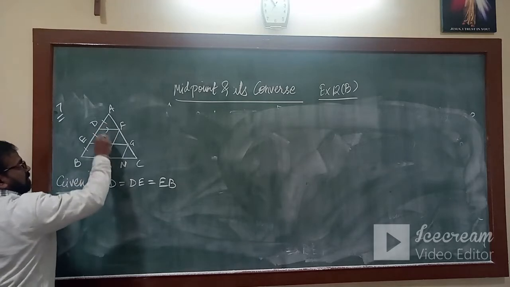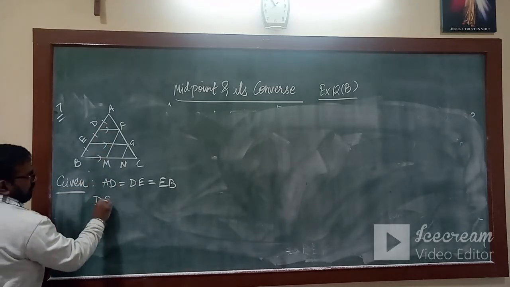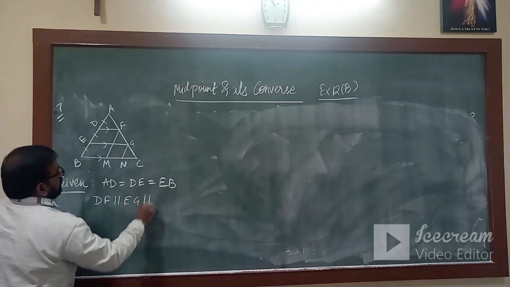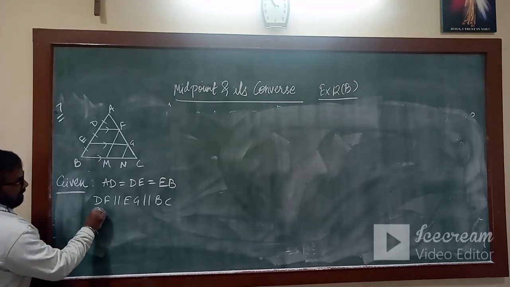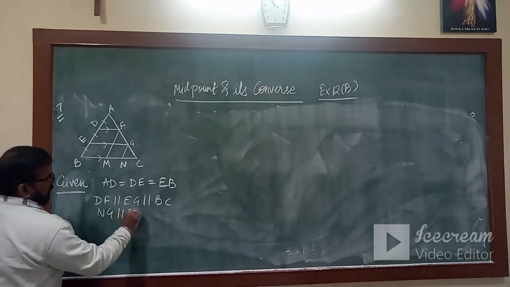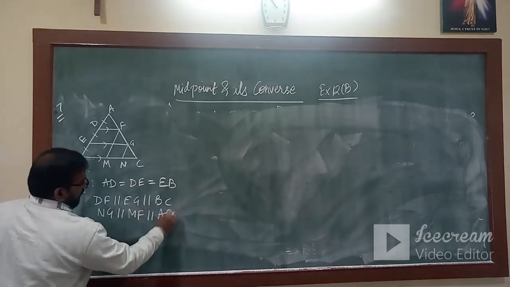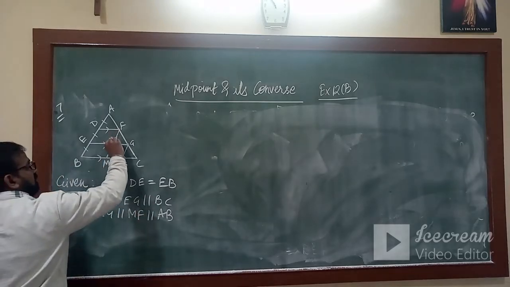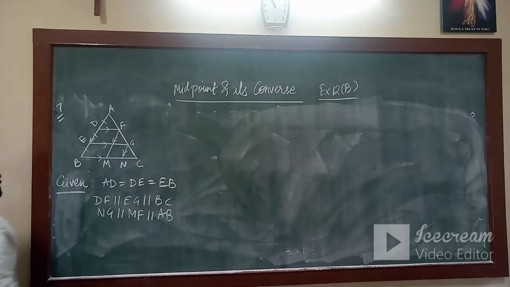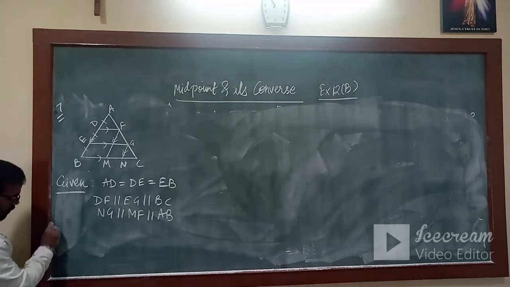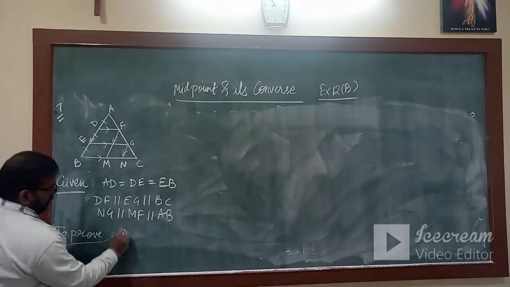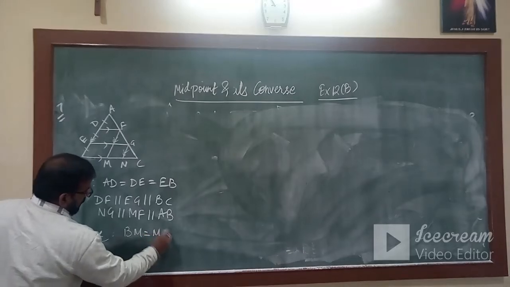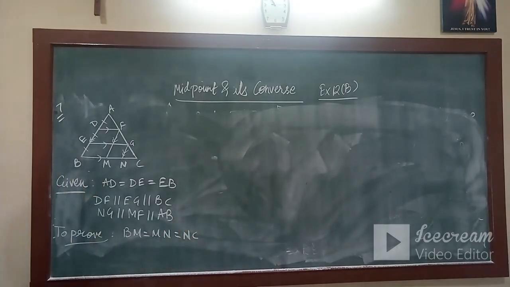Then what else is given? BF is parallel to EG is parallel to BC is given. Then what few other things are given? NG is parallel to MF is parallel to AB. So these set of parallel lines is given in this question. What we have to prove? We have to prove BM equal to MN equal to NC. This we have to prove.